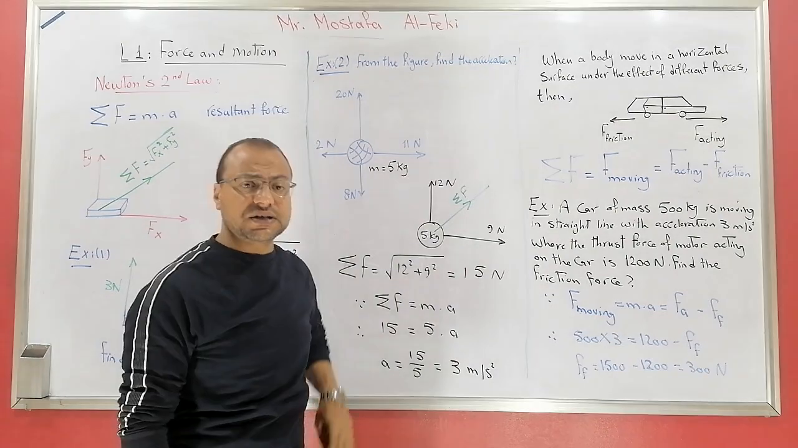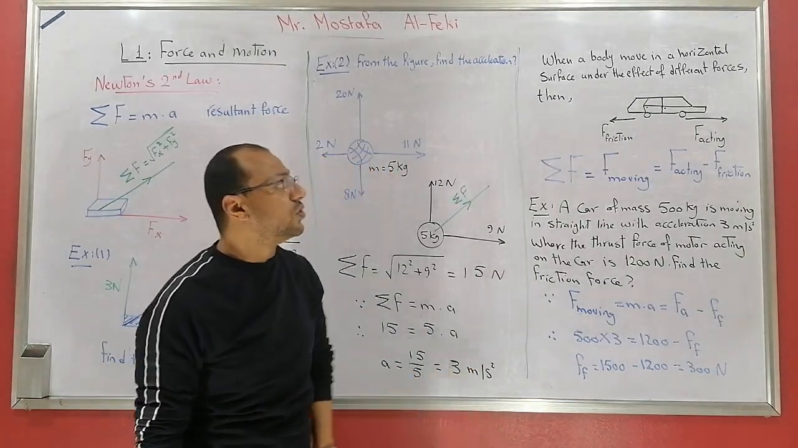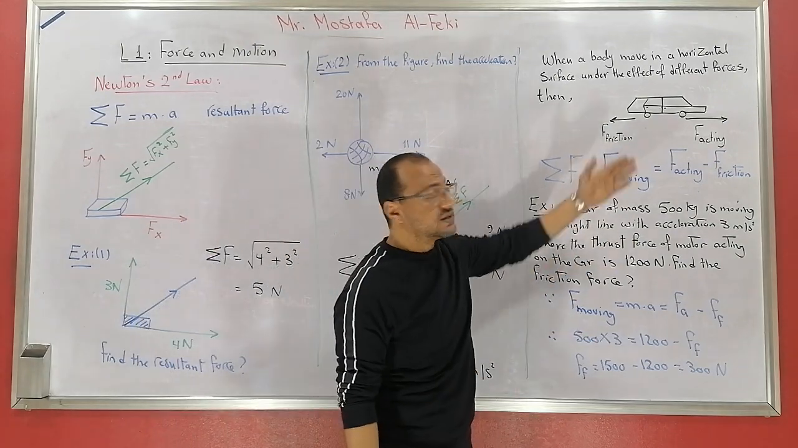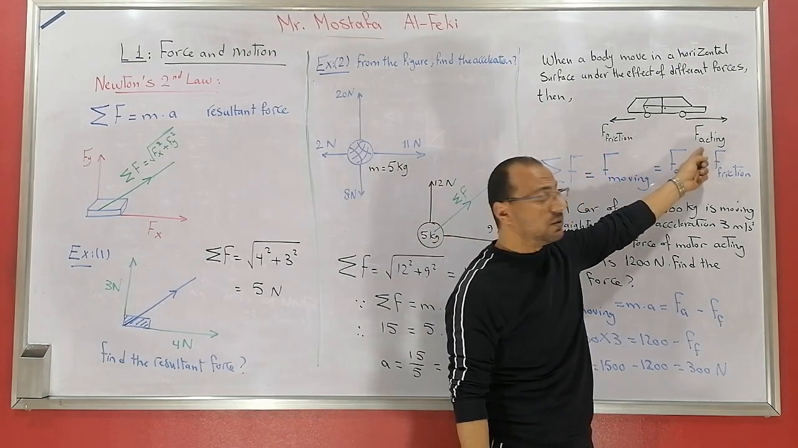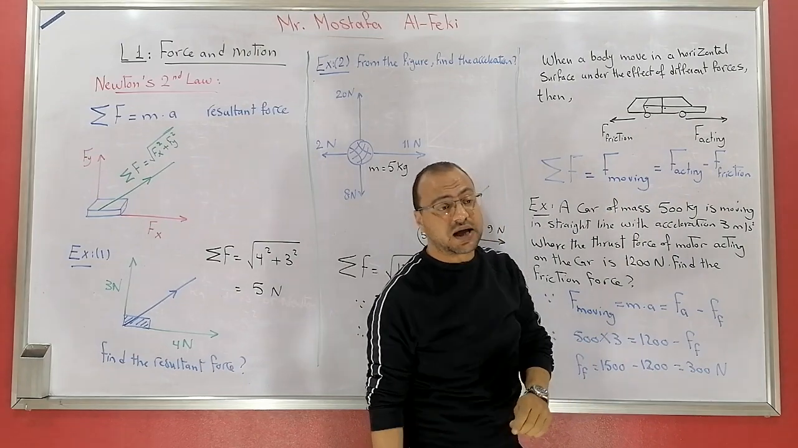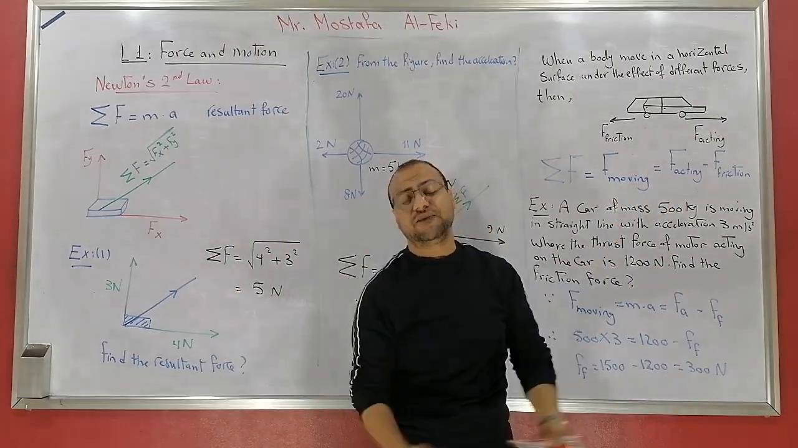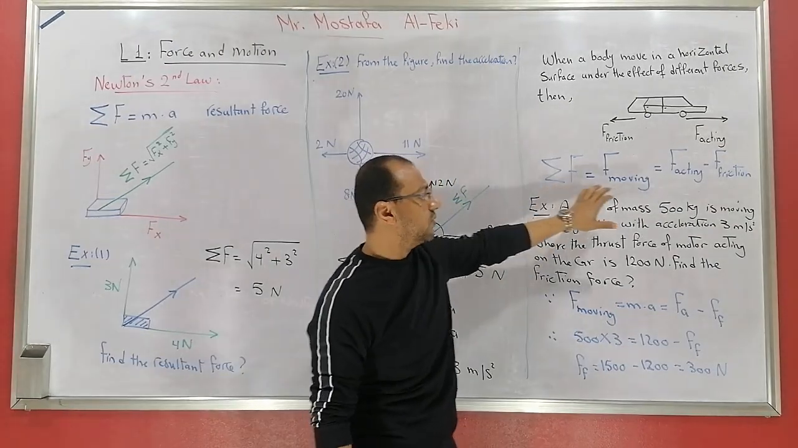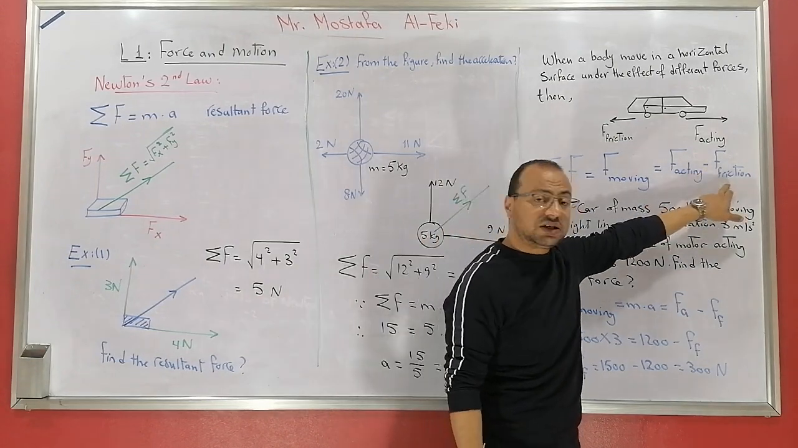When a body moves on a horizontal surface, touching the floor under the effect of different forces, like this car, the car is moving by the acting force, the force of the motor or the engine, and the friction force between the car wheels and the road. Then the total moving force of the car is called the resultant force. The resultant force, F moving, equals the acting force minus the friction force.